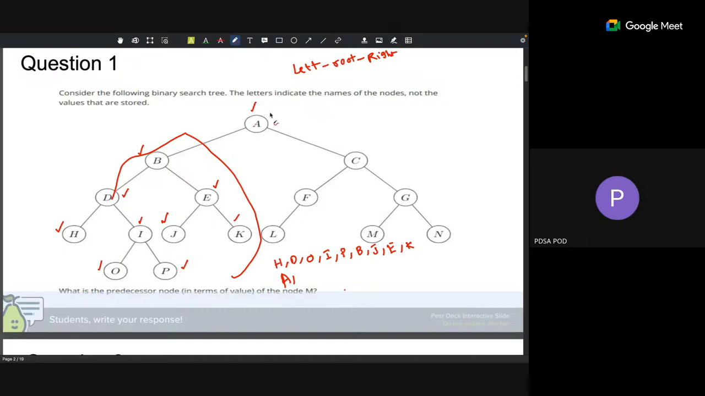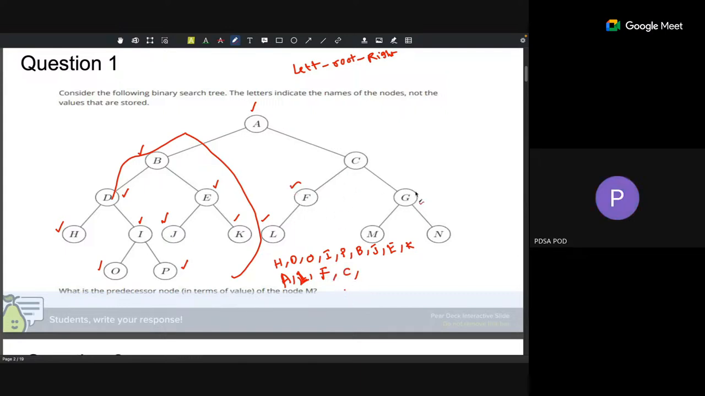Then lefts are over, root is over, and we come to the right. In the right, C is a root, so we don't process it. We go to the left. But F is a root, we don't process it, we do it later. We process L first, because it's a left. After L is processed, the root is processed, so F is processed. After F, there is no right, so it's over. So all left descendants of C are processed. Then C is processed.